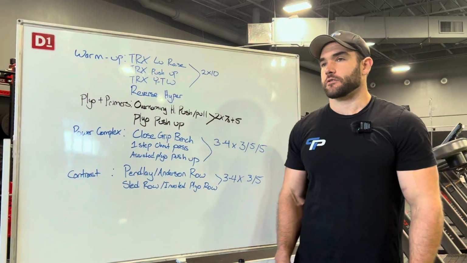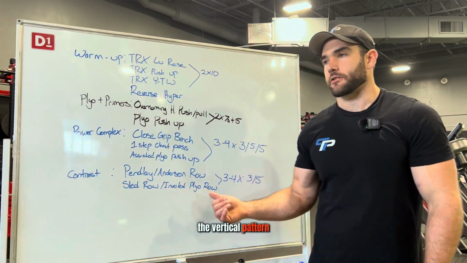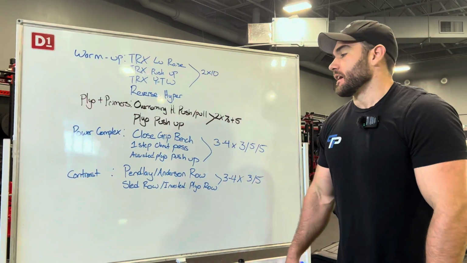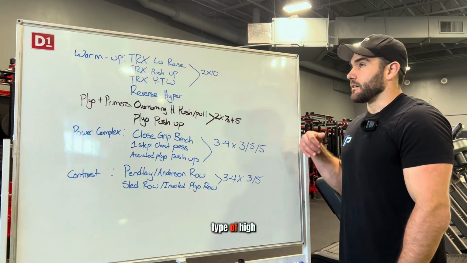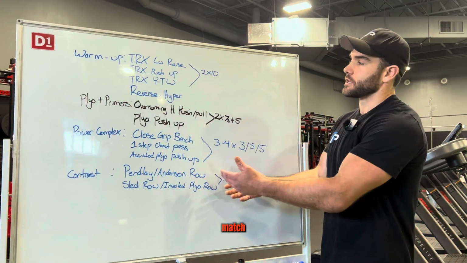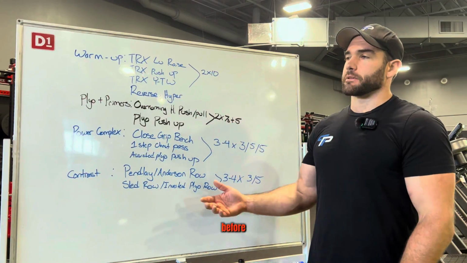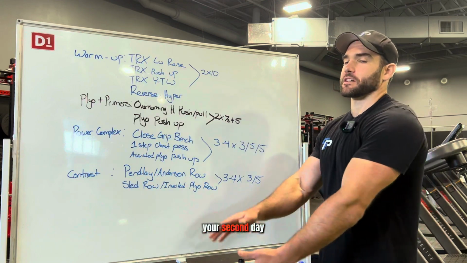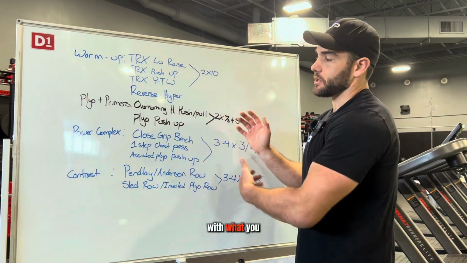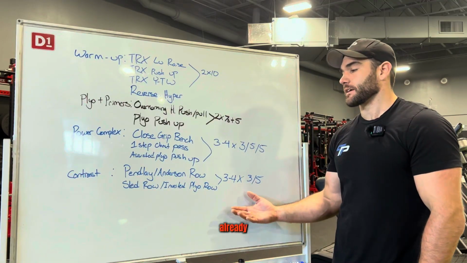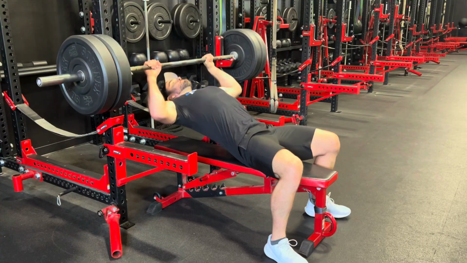power-based stuff. You can also do this in the vertical pattern, right? So if you wanted to hit something like a snatch grip upright row and then do like a dumbbell type of high row or something of that nature, you can mix and match with those different movement patterns that I said before to create and craft your own style of training. It's just on your second day of training, you just want to flip-flop them with what you did on the previous day and hit some of the other stuff that maybe you haven't hit already in the one workout.